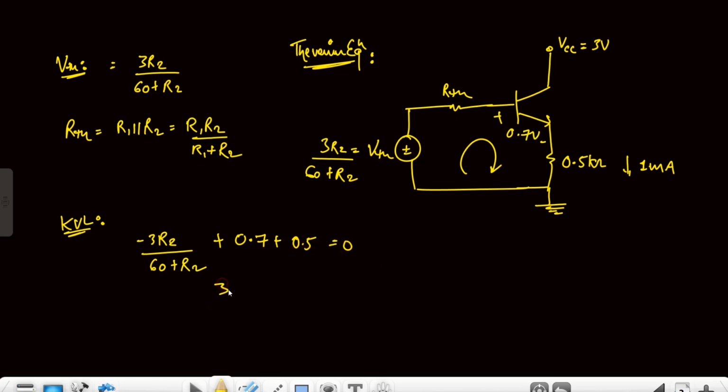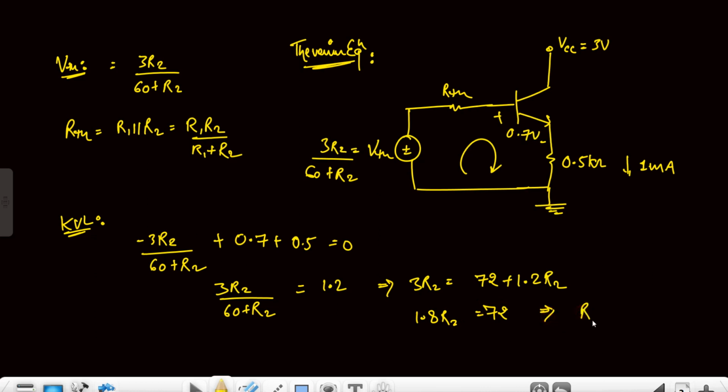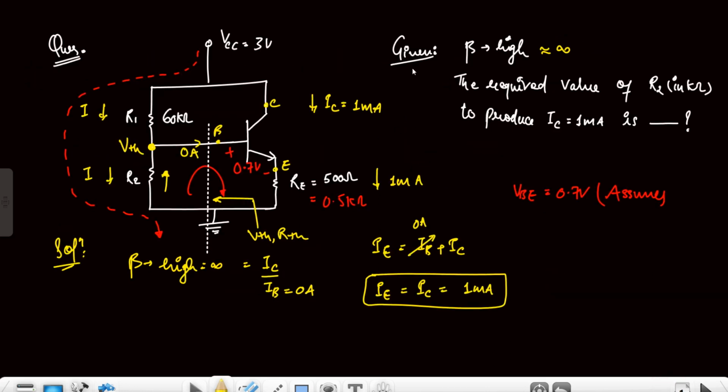So 3R2 upon 60 plus R2 equals 1.2, and 3R2 equals 1.2 into 60, that is 72, plus 1.2 R2. So here 1.8 R2 equals 72, and we have got the value of R2 equal to 40 kilo ohm. So these two can be the methods to solve this kind of question. Okay, thank you.